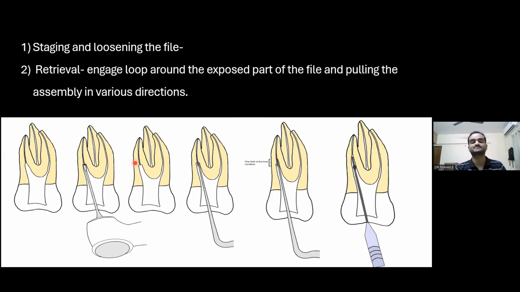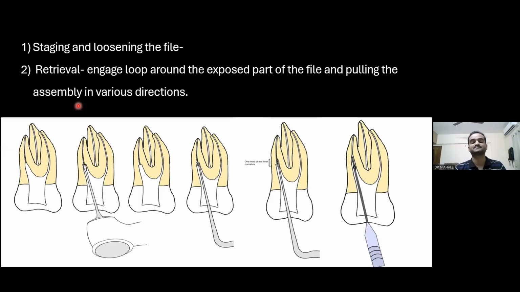Here we should at least expose 1.5 to 2 mm of the file, and we should loosen the file before engaging. During the retrieval attempt, we can take a check radiograph to see if the loop is engaging around the file or not, before pulling the assembly. So you can take a check X-ray, then engage the file with the loop and pull it in various directions. You should not pull it in a single stroke. You should pull it in various directions.